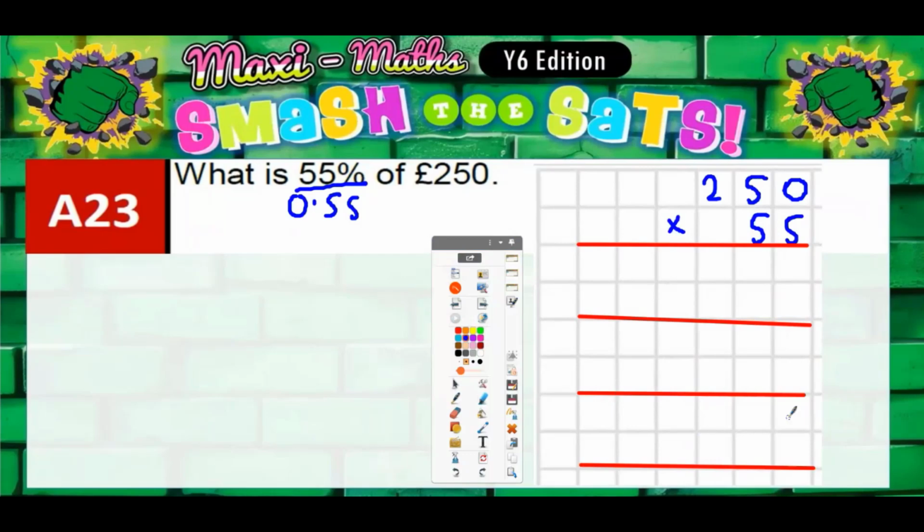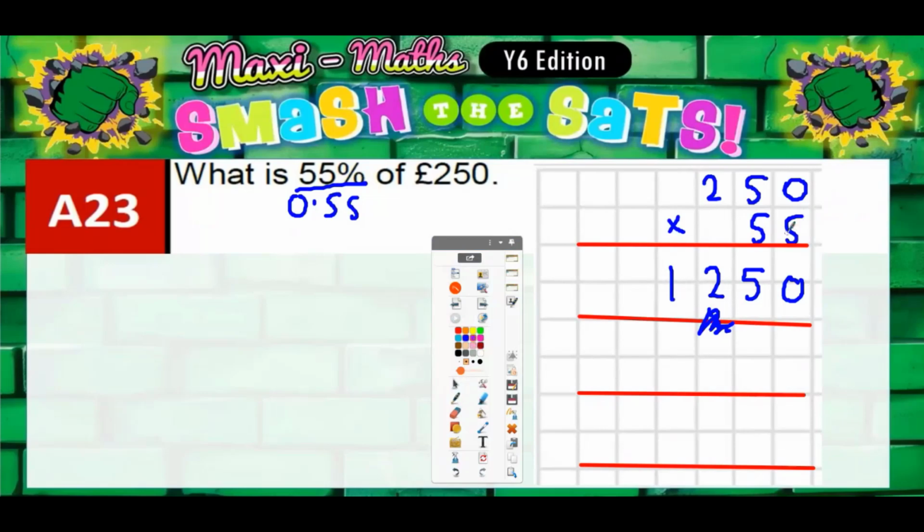And then here we go. So 5 lots of nothing is nothing. 5 lots of 5 is 25. Put the 5 in, carry the 2. 5 lots of 2 is 10, plus 2 is 12. Scribble out the carry digit because you don't want to use it again by accident.